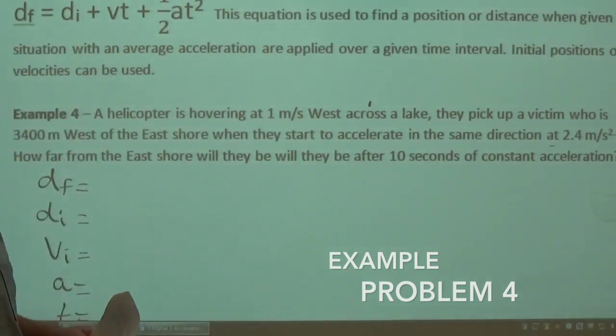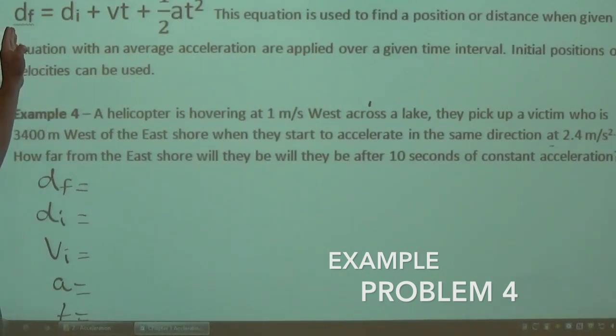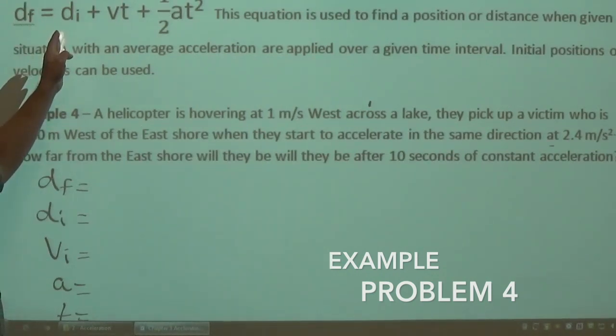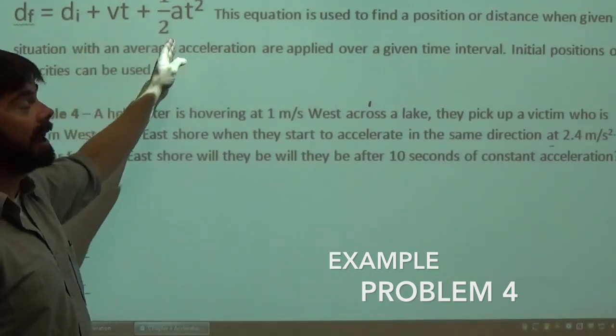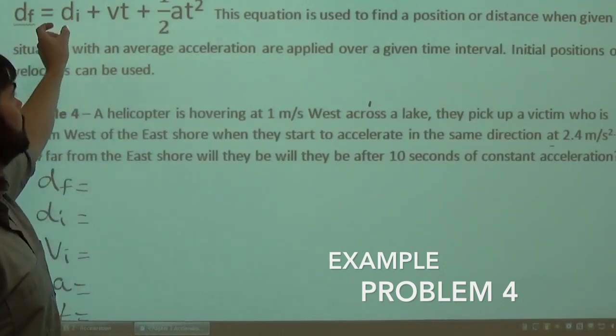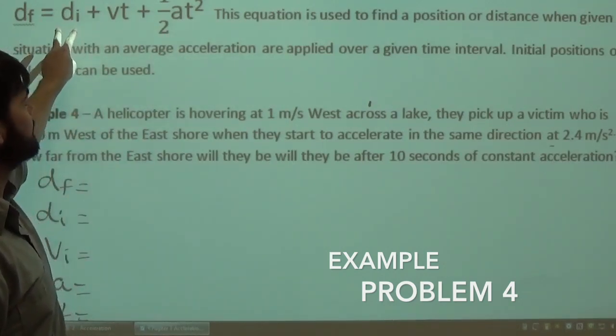Before we start example 4, you'll see that there's a new equation that we're going to be using. This is basically a quadratic equation. This is going to tell us a position final relative to a starting position, plus if there's an initial velocity and a time that the object travels, plus 1/2 AT squared. Each of these represents a piece of a distance. This is where you started as a distance.